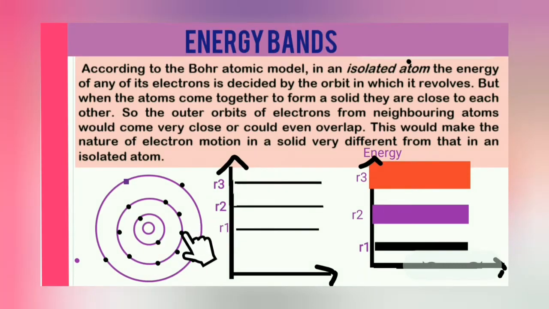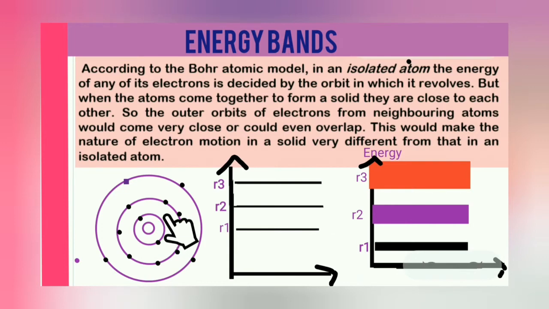When we consider this atom in a crystal, the energy of each orbit is not fixed. That is, we cannot show it by a discrete line. Here, the influence of neighboring electrons will come in. So the energy of each orbit is in a range. So here we are going to represent it in bands. The range of energy possessed by electrons is called energy bands.